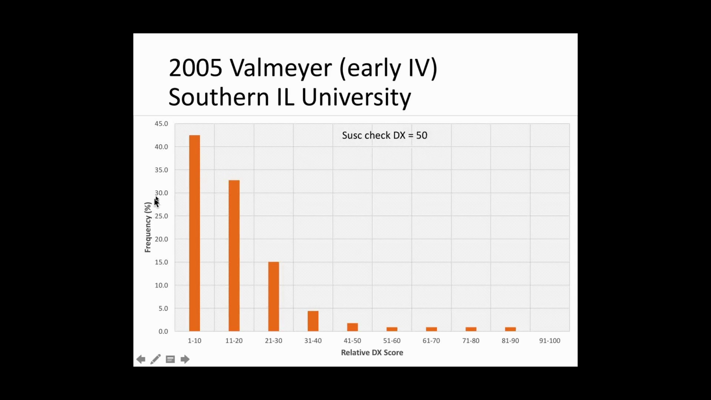And then you can see the frequency of the varieties and these relative DX scores. So here's 1 to 10, 11 to 20, 21 to 30, and then 31 to 40. So this is that 40 DX I was telling you about earlier. We want all the varieties to be here and here.